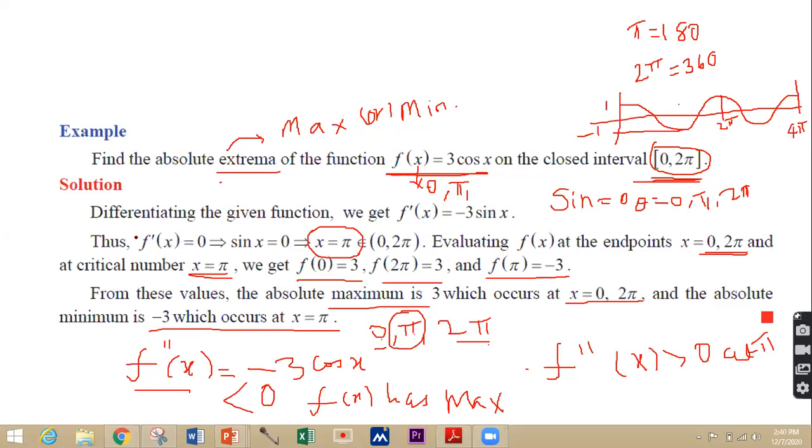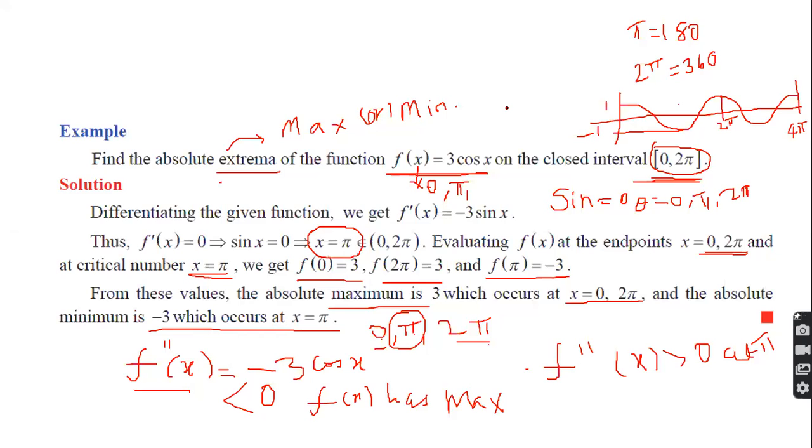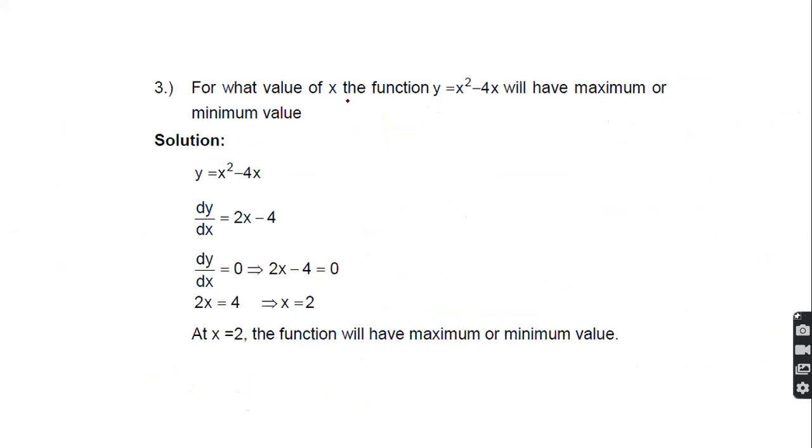Next problem is: for what value of x will the function y equal to x square minus 4x have the maximum or minimum value? This is a very direct problem. Direct problem means you have to find only the critical points. No need to find what is the maximum, what is the minimum. So here, for what value of x will the function y equal to x square minus 4x have the maximum or minimum value?